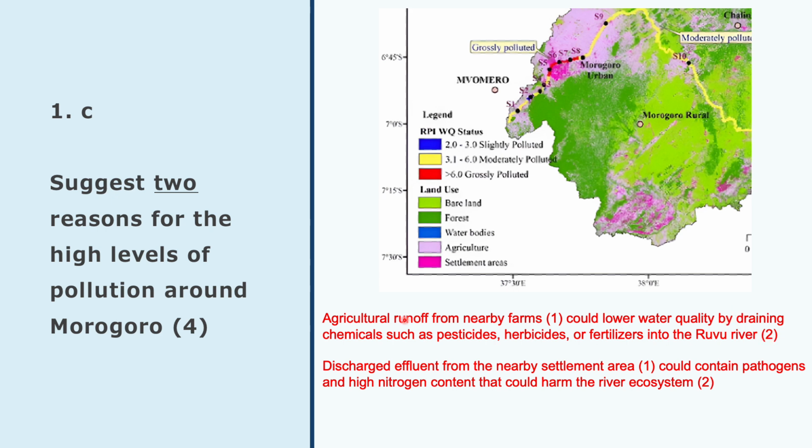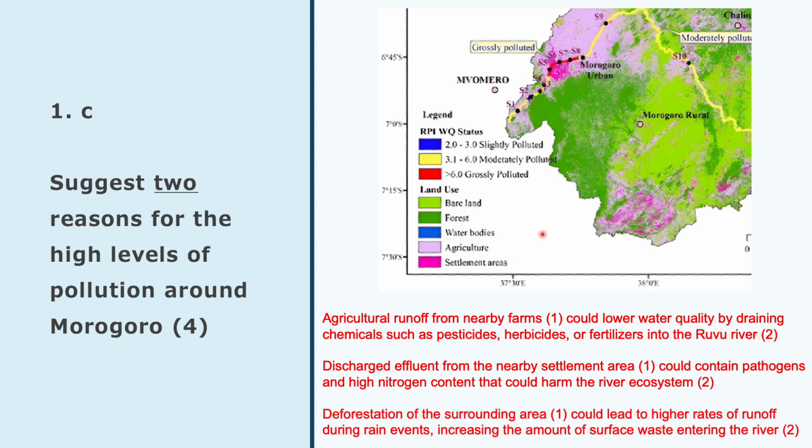Okay, so we have a process by which agricultural runoff is the process actually, and then the pollutants here are pesticides, herbicides, and fertilizers. And so we can see what is polluting the river and how it's actually getting there. Discharged effluent from nearby settlement area could contain pathogens and high nitrogen content that could harm the river ecosystem. So there's a form of pollution here, and then a process that is getting it to the river, which is discharge. And the settlement area is also identified.